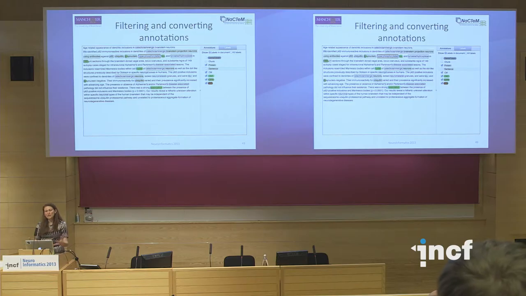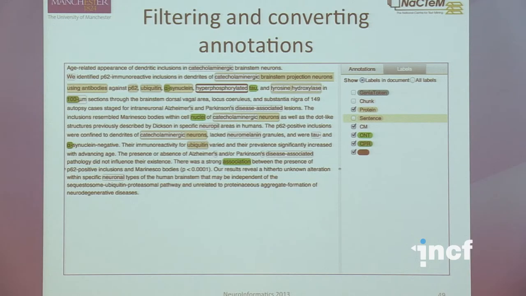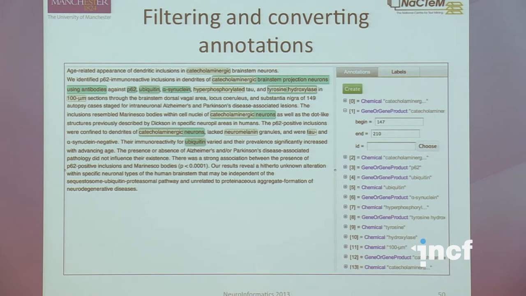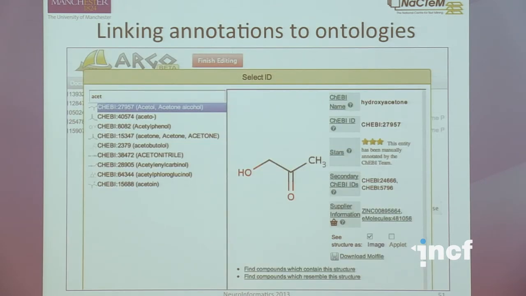So once the system automatically annotates the document, what the curators do is filter and convert different annotations. For instance, as you can see here, you can select or deselect, and you can also link with different ontologies, as we have done here with KEBI, which also allows you to select a specific entry and see the syntactic structure.